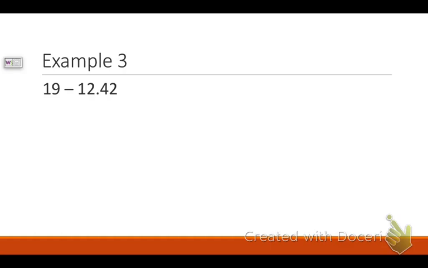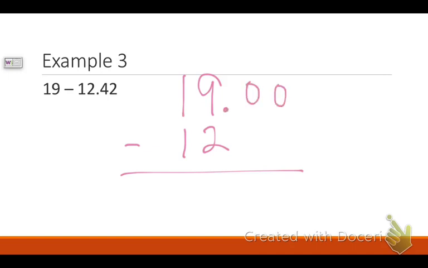Our first example of subtraction, 19 minus 12 and 42 hundredths. If it's not in sight, it's on the right. I need to add zeros. I cannot subtract 4 and 2 from the 2 zeros, so I have to borrow from the 9, make that an 8, make this 0 right here a 10, cross it out, because I'm going to borrow from this 10 to make this 10 or 0 a 10.